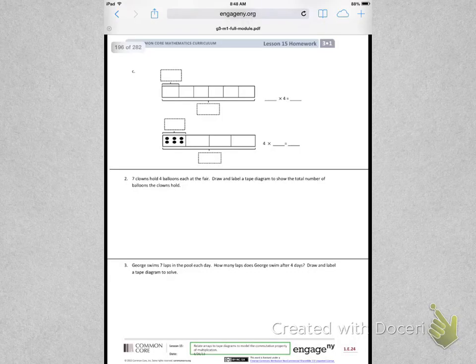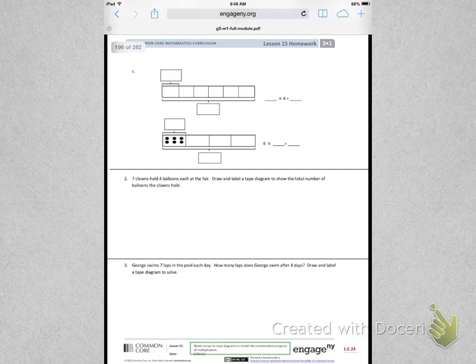Module 1, Lesson 15, Homework, Backside. Please remember to attempt the problems before you use the homework helper. Part C of problem number 1. Again, we need to label and complete the tape diagrams, also completing the equation. This one looks a little more complicated.